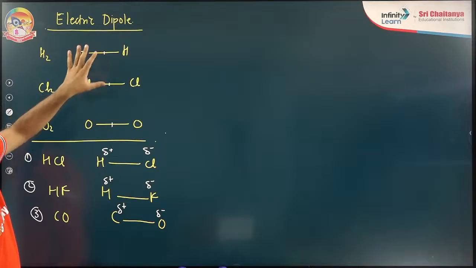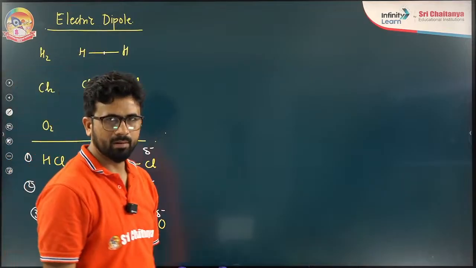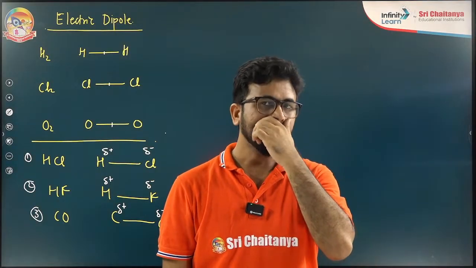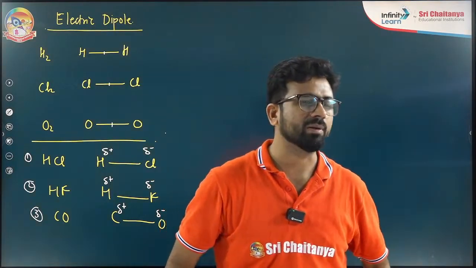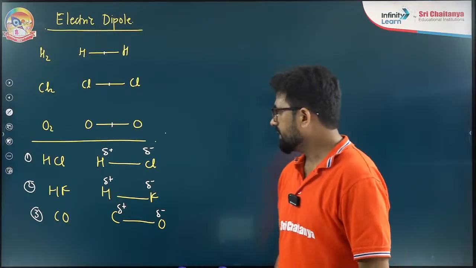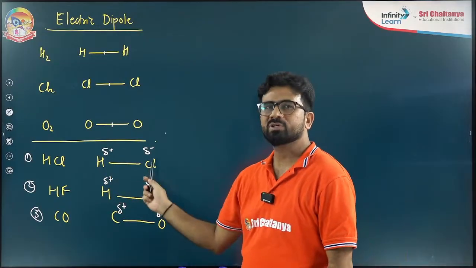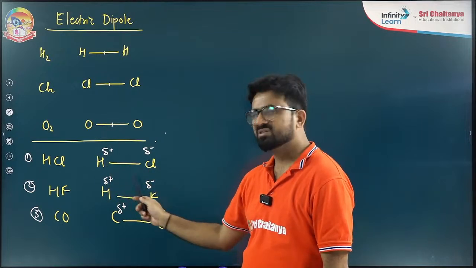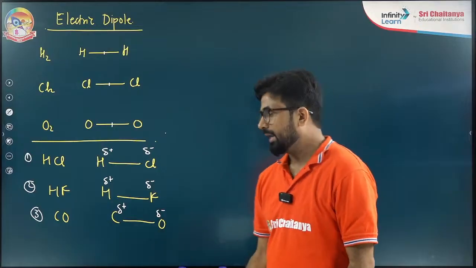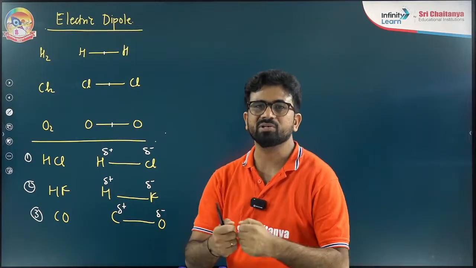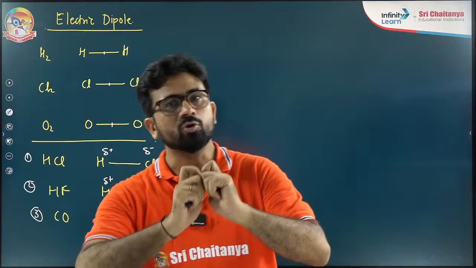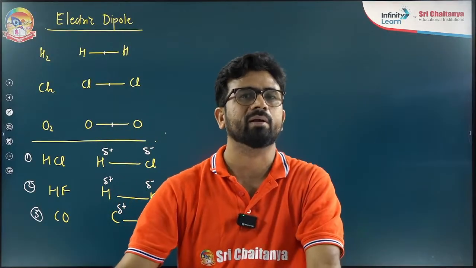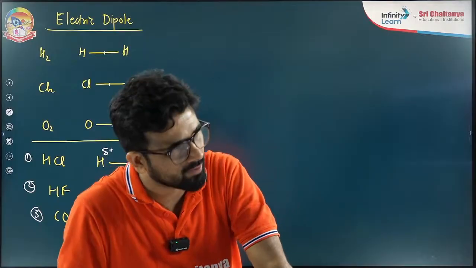Their properties are different from the first three molecules. These properties we have to learn in chemistry, but they have some significance in physics also. What is the significance? Just see it clearly: del positive, del negative, equal and opposite charges in molecules, and their separation is very small. When two equal and opposite charges are placed at a very small separation, we call it an electric dipole.